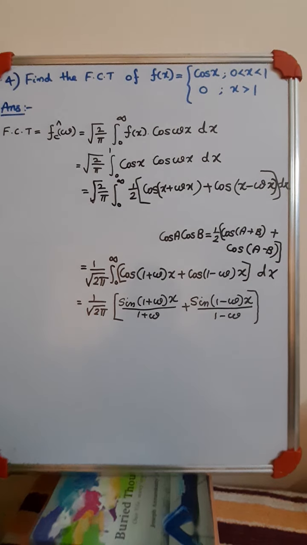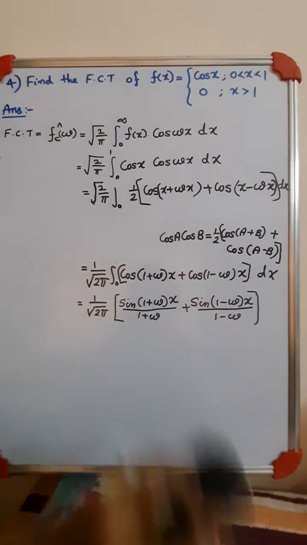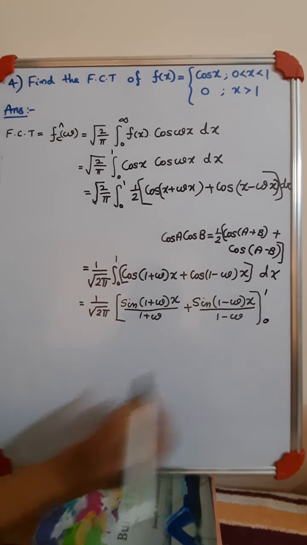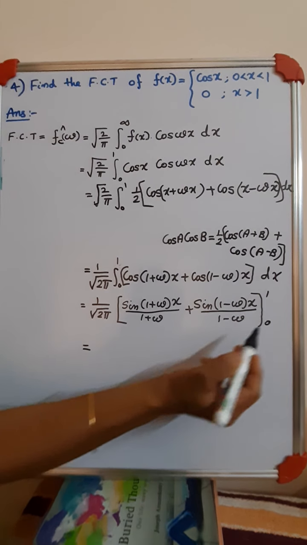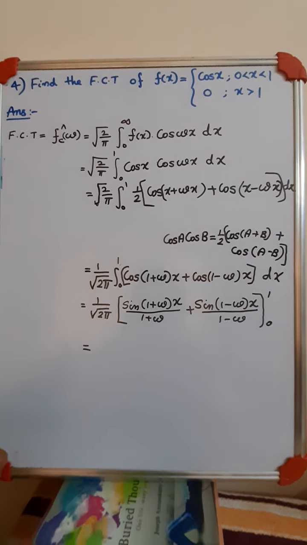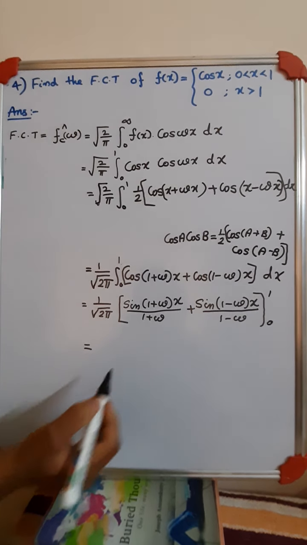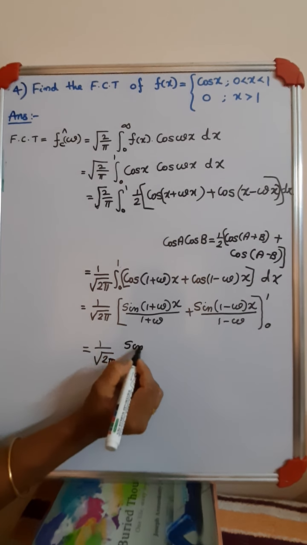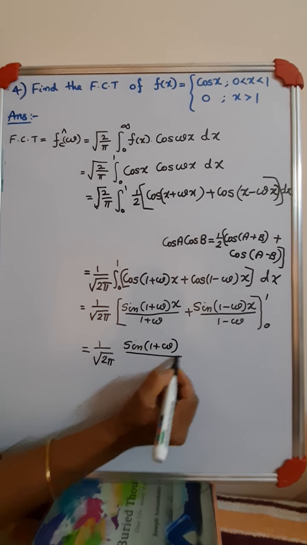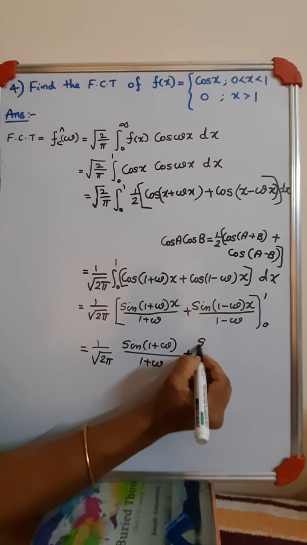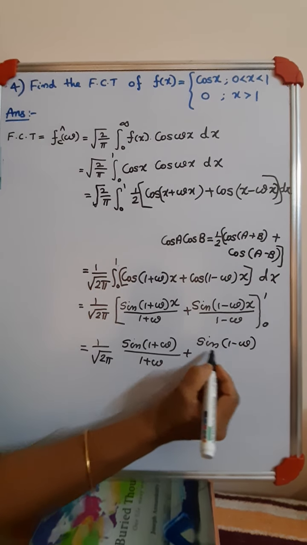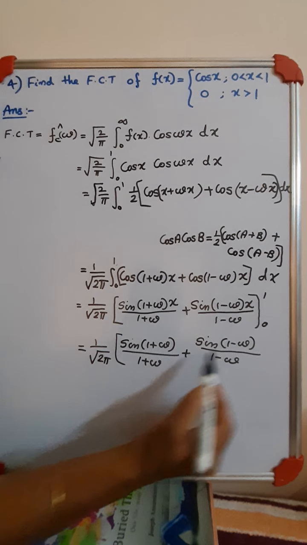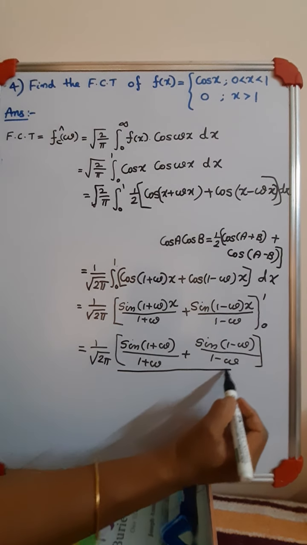Actually there is a correction. Limit is from 0 to 1. This is also 0 to 1. Apply the upper and lower limits. After substituting the lower limit, all the terms become sine 0, so the lower limit gives 0. So we have to apply the upper limit only. 1 by root of 2 pi, sine (1 plus omega) divided by 1 plus omega plus sine (1 minus omega) divided by 1 minus omega, by substituting the upper limit x equal to 1. So this is the Fourier cosine transform of the function.